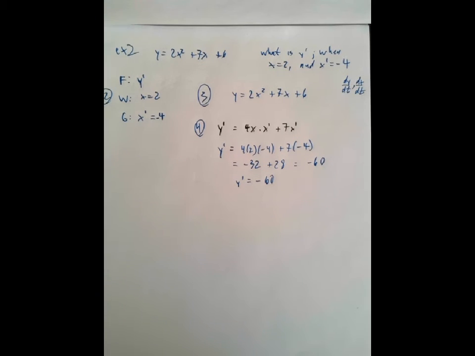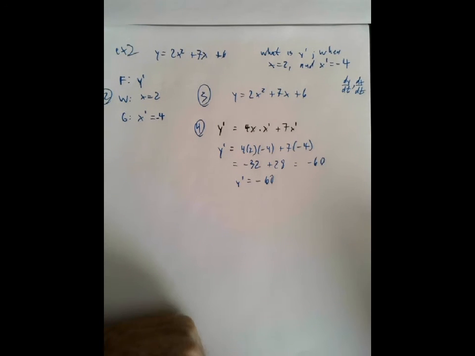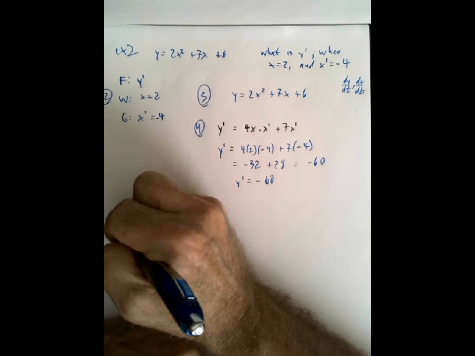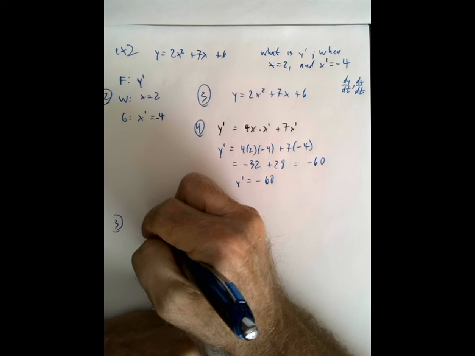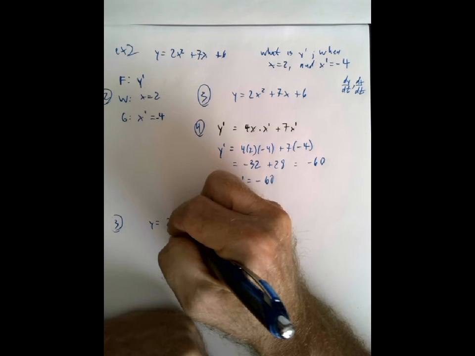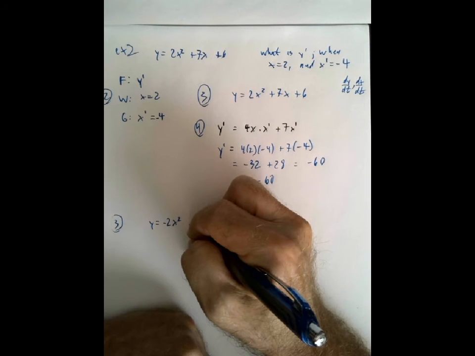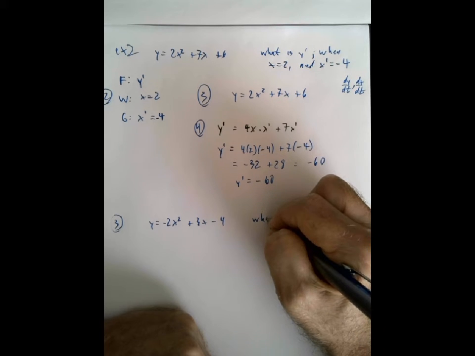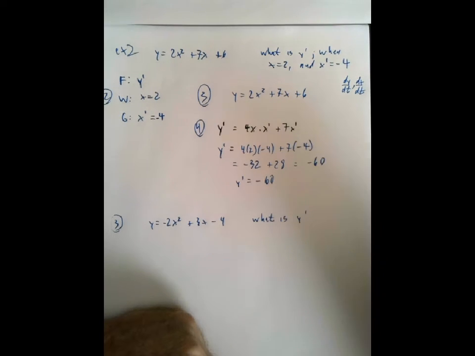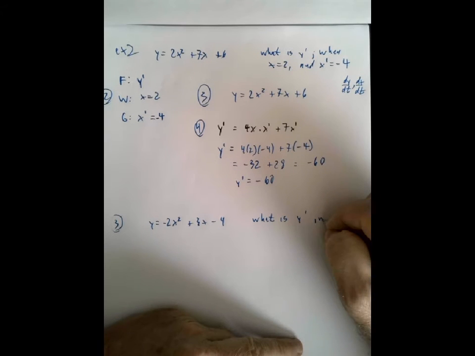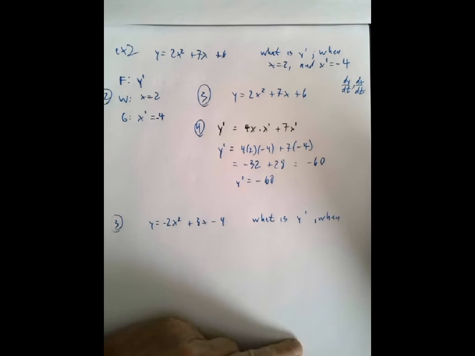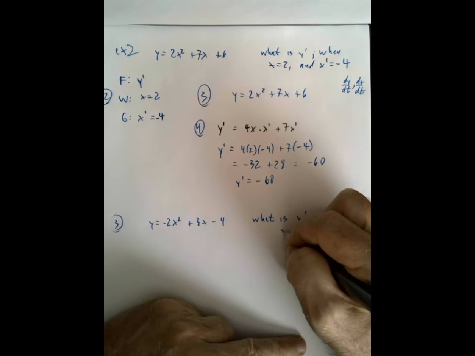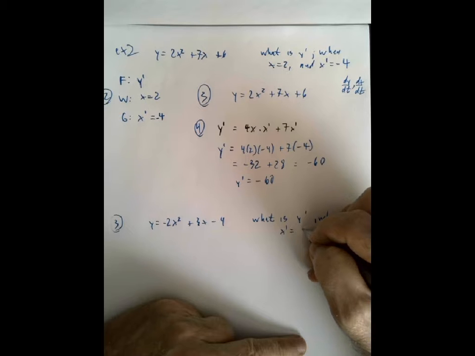Okay, now, if you please, go ahead and try this one. y is equal to negative 2x squared plus 3x minus 4, and we want to know what is y prime when x is equal to 3 and x prime is equal to 2.